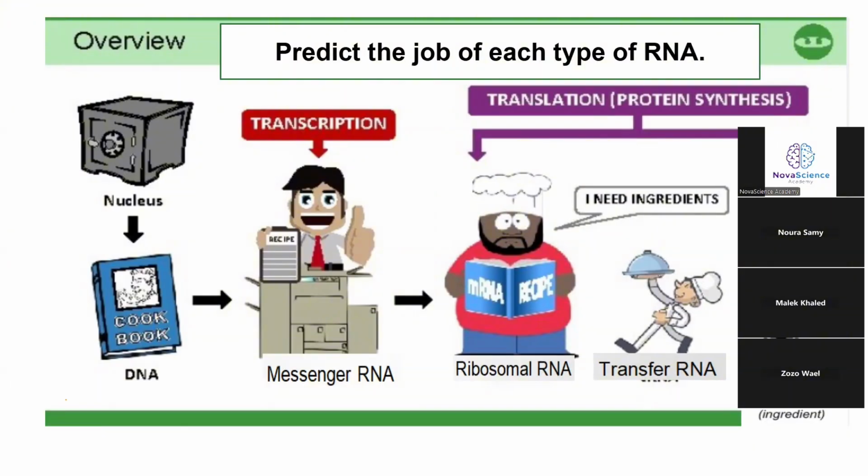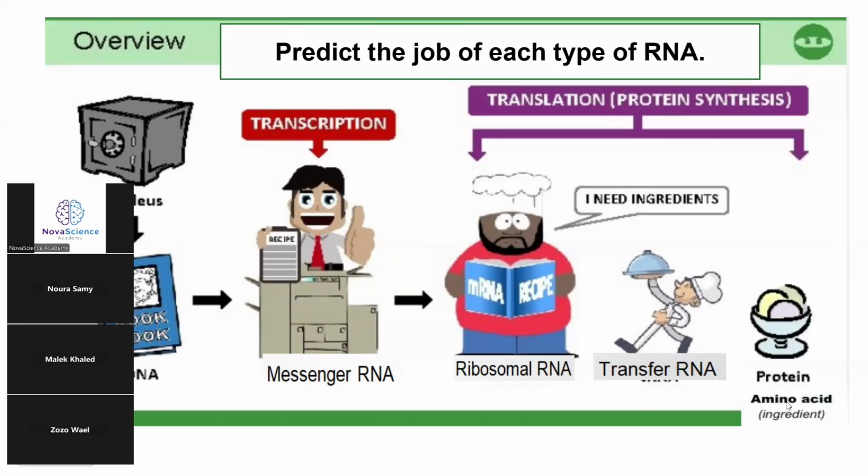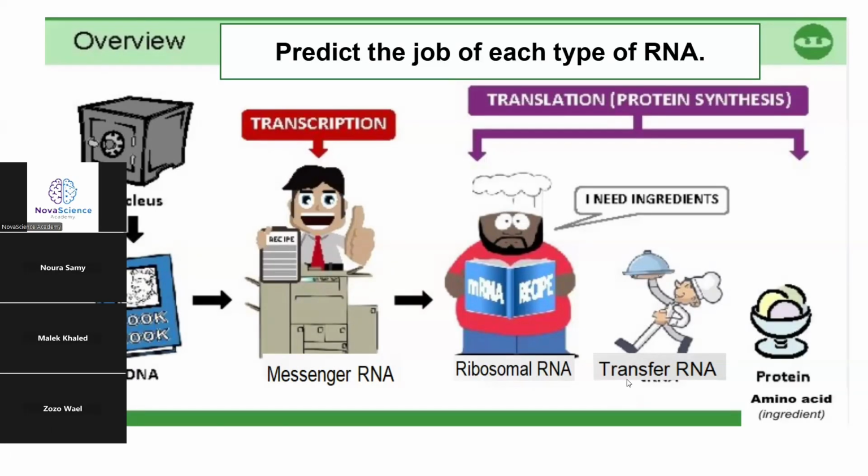This is the cook. It will make the recipe. It will cook everything together. To cook, ribosomal RNA needs material, it needs ingredients. Who will bring the ingredients? Yes, messenger RNA, okay. And we need another ingredient to make the protein. The protein is made up of amino acids. So the amino acids are the ingredient. Who will bring them to the ribosomal RNA? Transfer RNA. So messenger RNA makes a copy of the DNA. Ribosomal RNA is like the cook, it cooks everything. And the tRNA brings the amino acid and gives it to the ribosomal RNA to make the ice cream, or the protein.